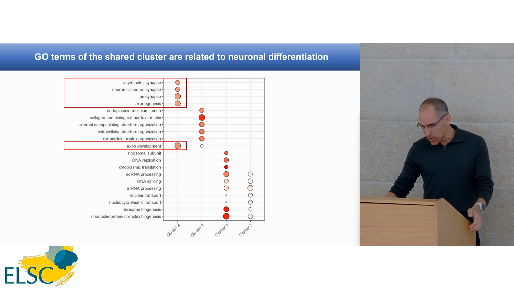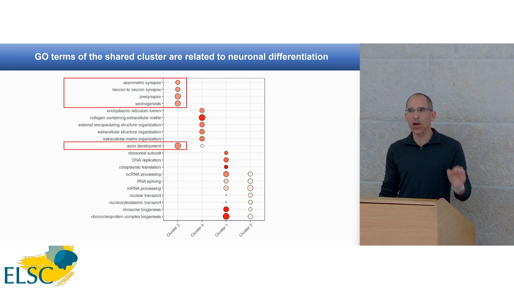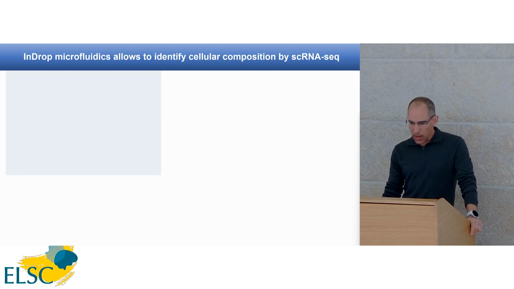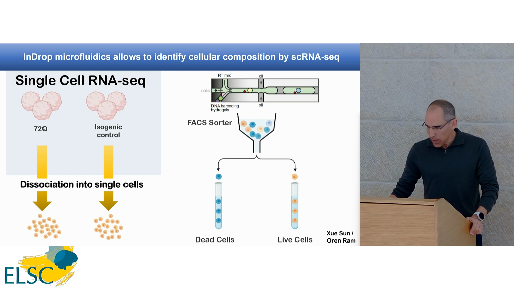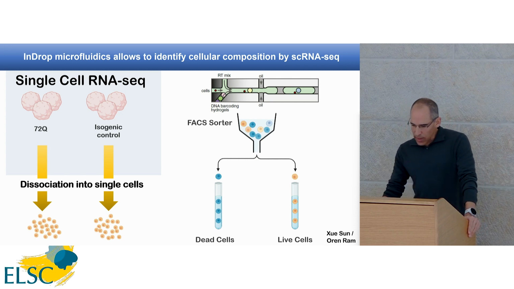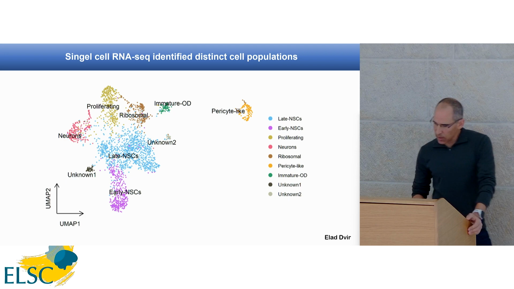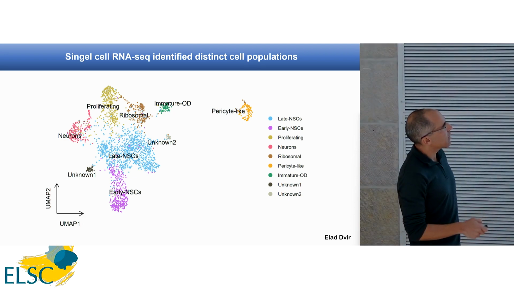Neurons, synapse, axon development, etc. So we wanted to see the cellular composition of these organoids, and to do this, we teamed up with Oren Ram and Shue in his lab, and we did single-cell RNA sequencing. Again, Nomi talked about it a lot, also Chaya did, and we compared the cellular composition. This work, the bioinformatic work, was all done by a lab.